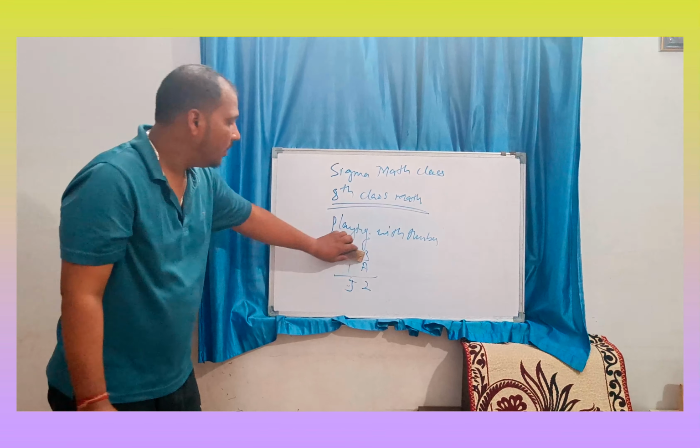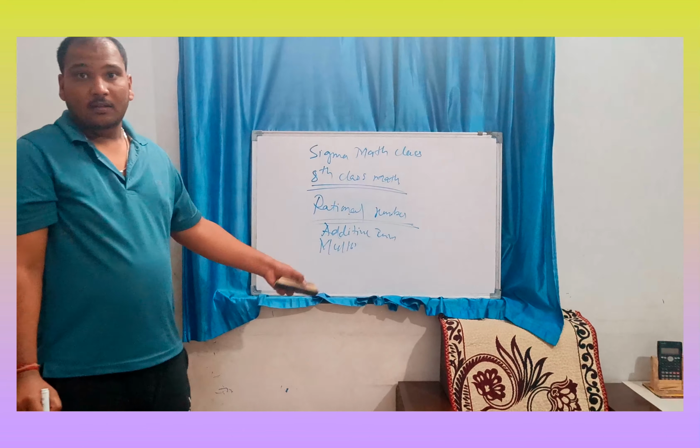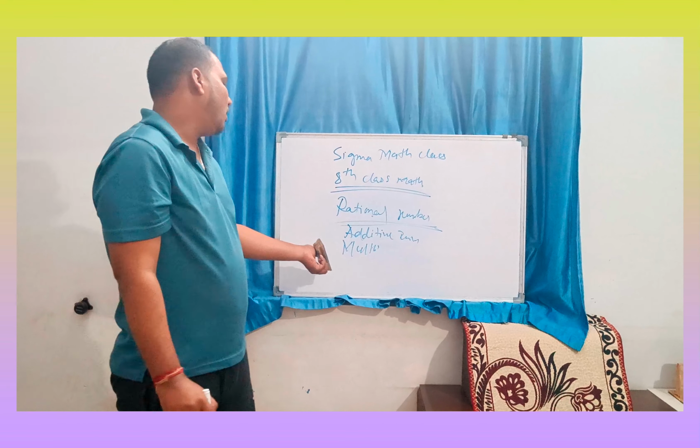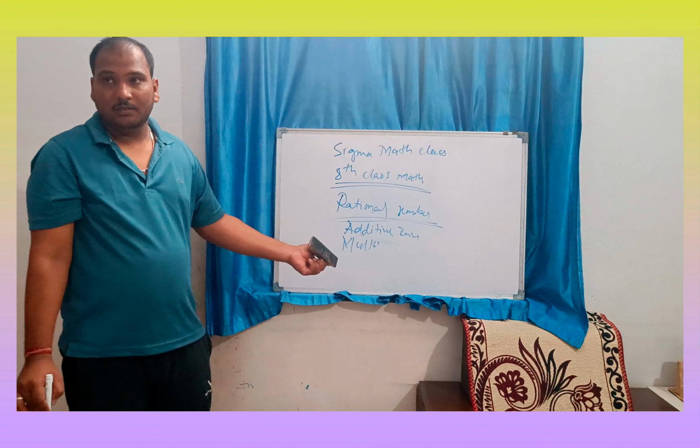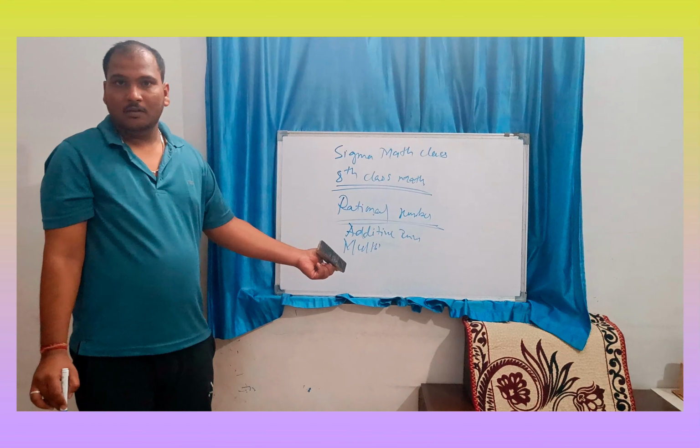Rational numbers. A rational number question will be asked here for one mark. You already know the additive inverse, or the multiplicative inverse, that is the reciprocal. In this chapter there are fill in the blanks, then the number line. Whatever it is, one question is asked here on rational numbers.